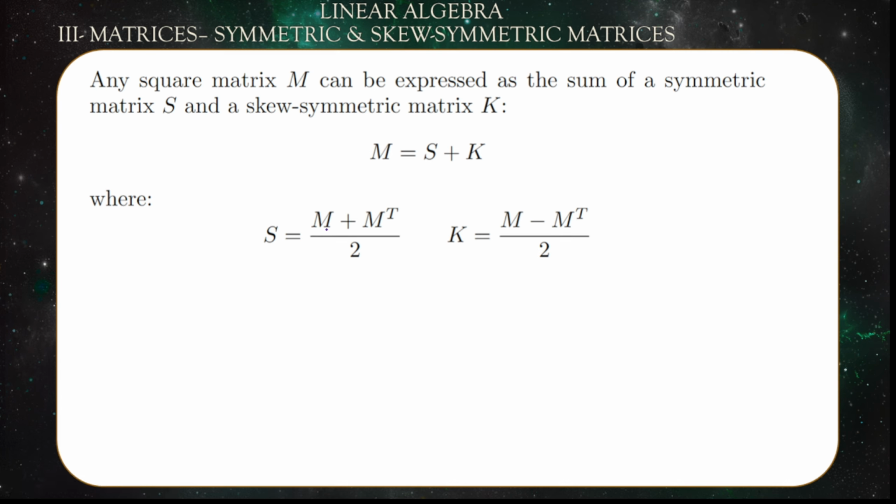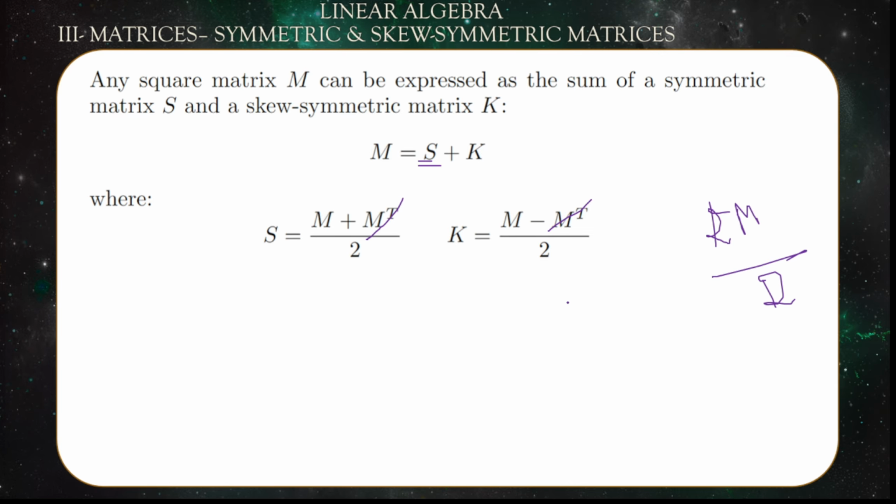So S is equal to (M plus transpose of M) divided by 2. K is (M minus transpose of M) divided by 2. If you add them together, transpose of M cancels out on both sides. You are left with 2M divided by 2, or M, because the 2 cancels out as well.